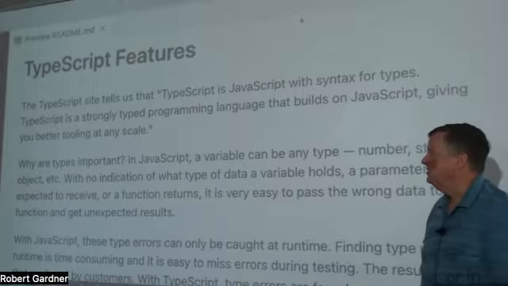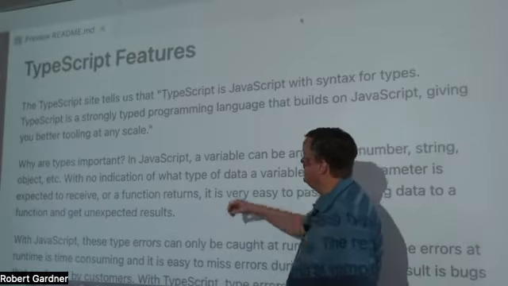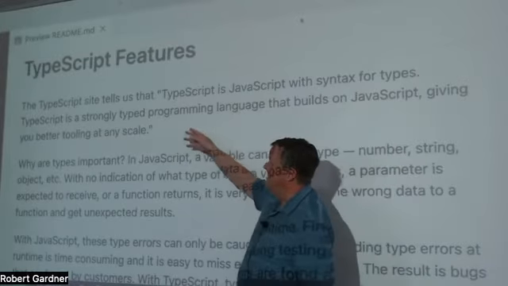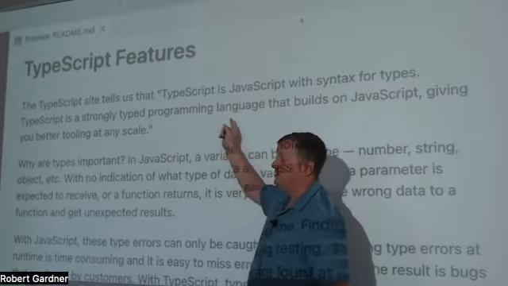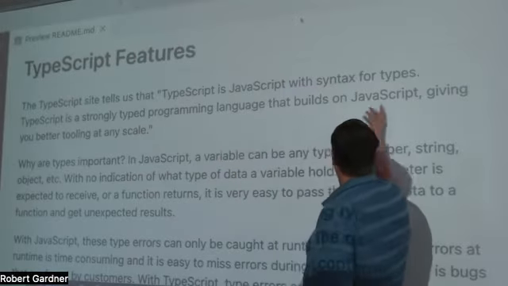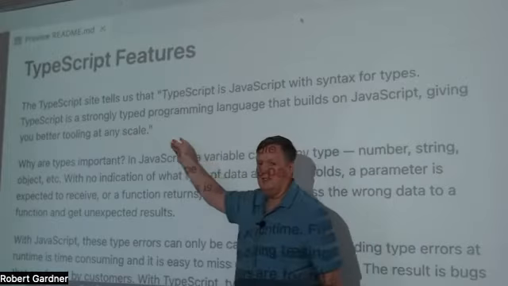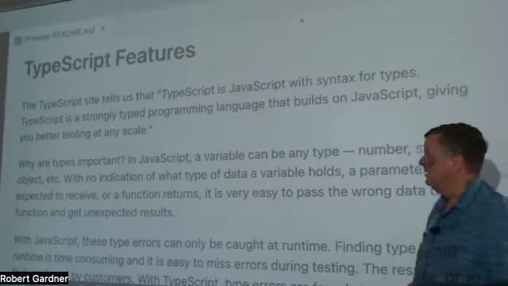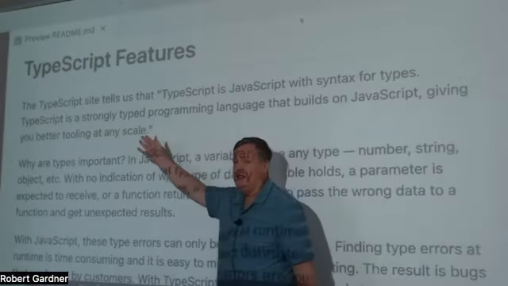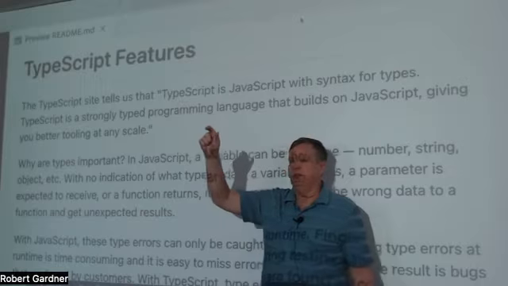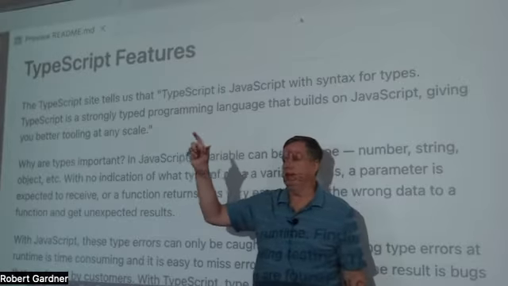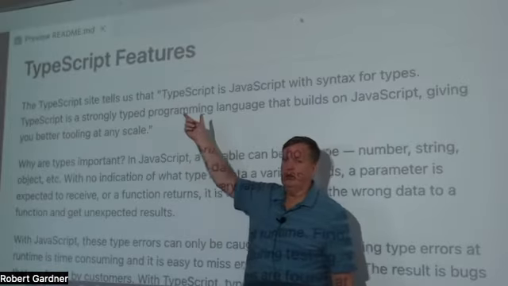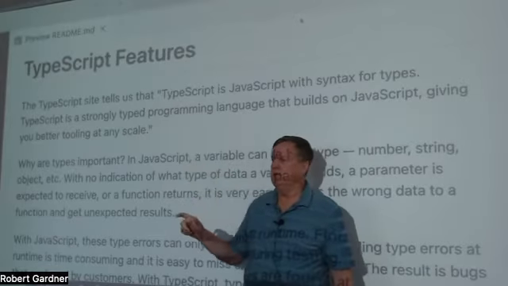So according to the TypeScript site, and I like this, they say TypeScript is JavaScript with syntax for types. TypeScript is a strongly typed programming language, I'll talk about that in a second, that builds on JavaScript, giving you better tooling at any scale. That's the TypeScript site's claim to what they are. So a strongly typed programming language means that every variable has a type that is known at compile time. And that's what makes a language strongly typed: all of the types are known at compile time.